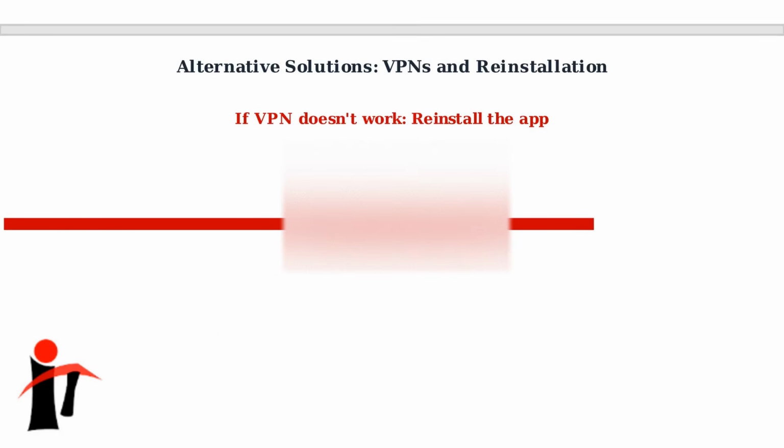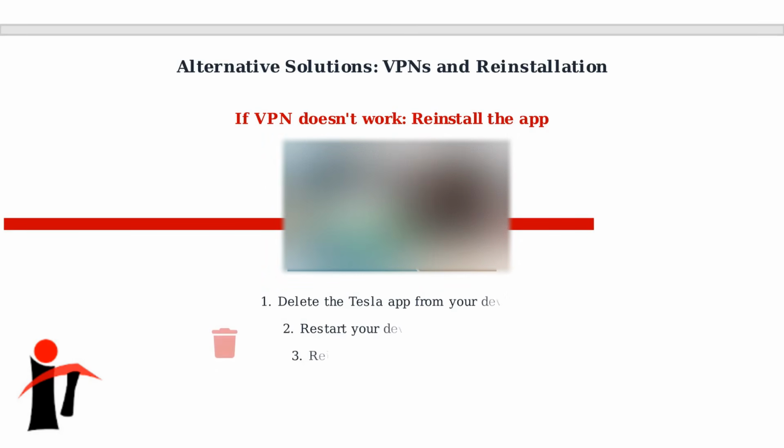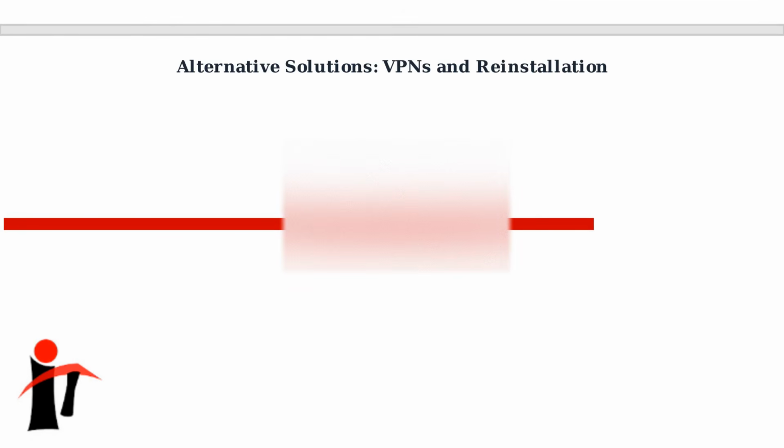If the VPN solution doesn't resolve the issue, perform a complete app reinstallation. This removes any corrupted files or settings that might be causing the errors. Start by deleting the app, then restart your device to clear any temporary caches, and finally reinstall from the official App Store. This clean installation ensures your app starts fresh without any lingering issues that could cause unexpected errors.